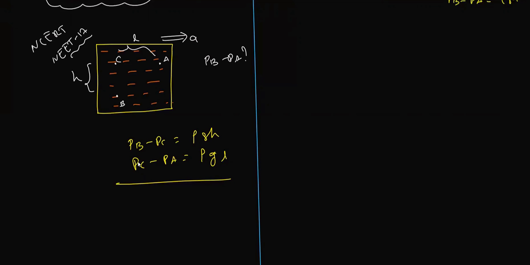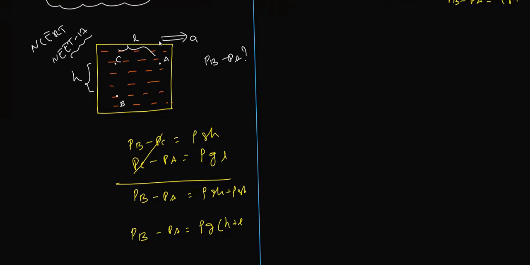Now what I'm going to do is add these two. PC minus PC will get cancelled. PB minus PA, what will we get? Rho G H plus rho G L. So if you want, you can take rho G common. So PB minus PA equals rho G, if you take it common, H plus L.